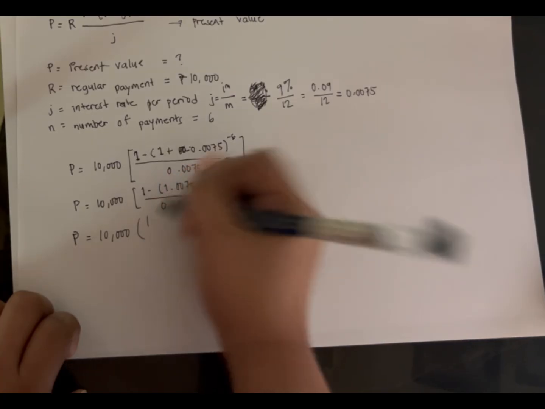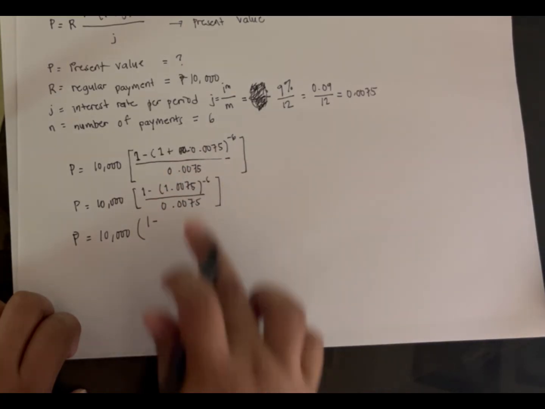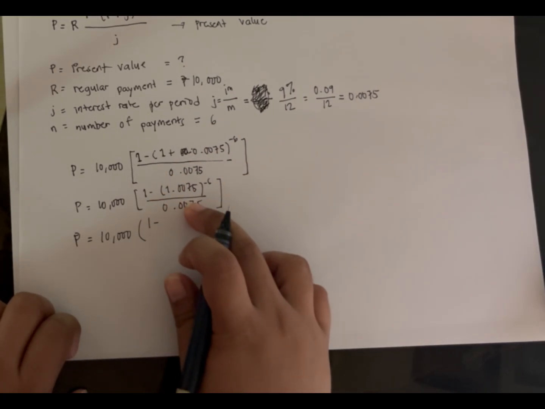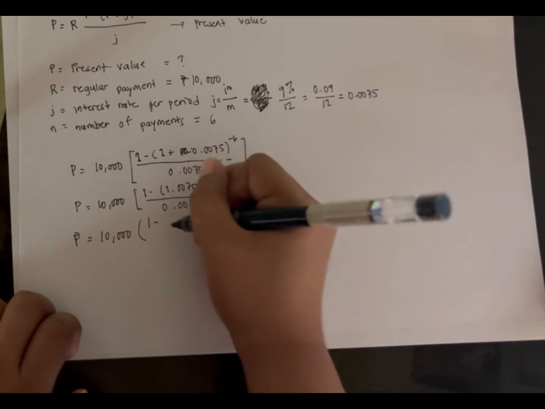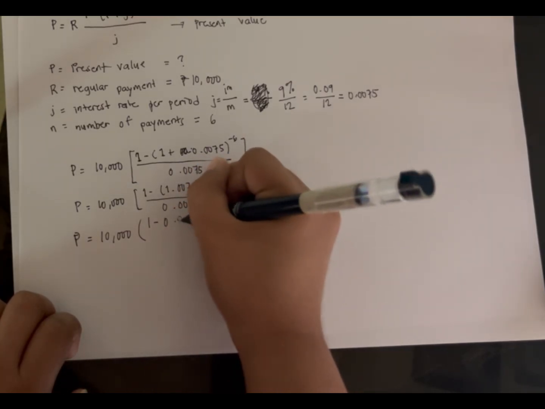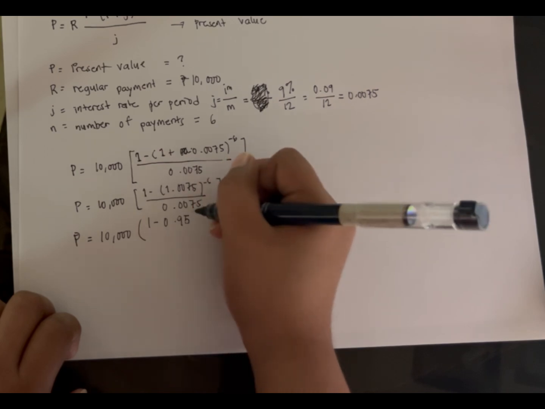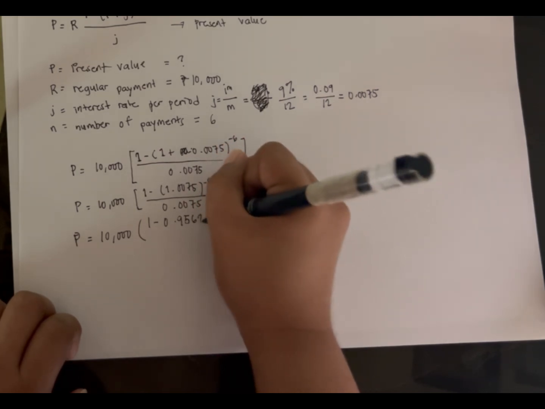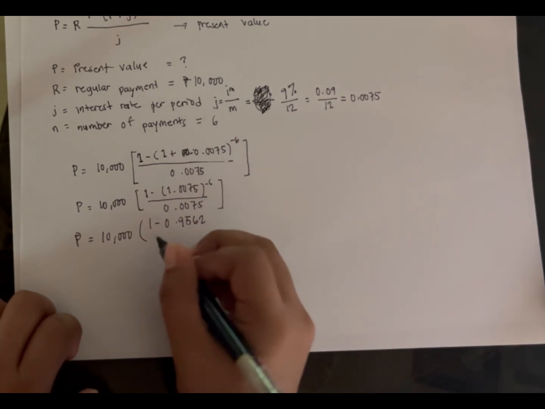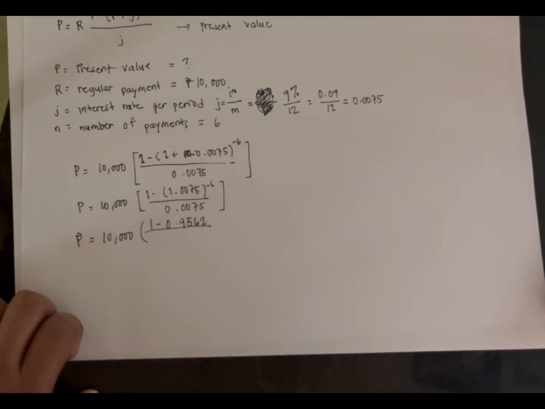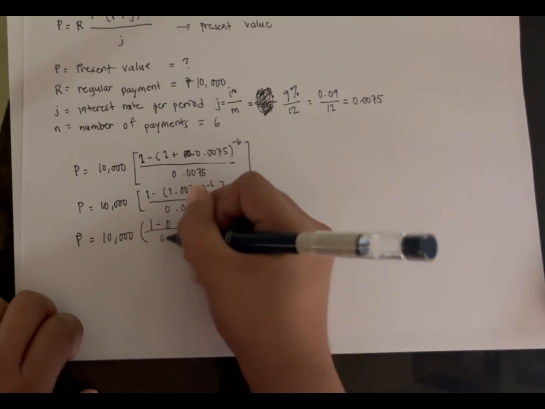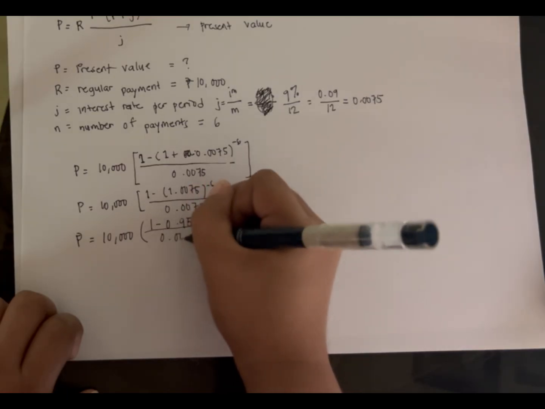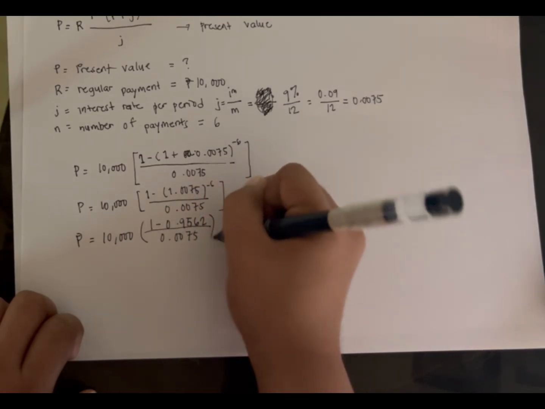multiplied by 1 minus 1.0075 raised to negative 6. Ilan po yung nakuha natin? 0.9562. I-round off lang po natin, no? Up to 4 decimal places. Divided by 0.075. Okay.